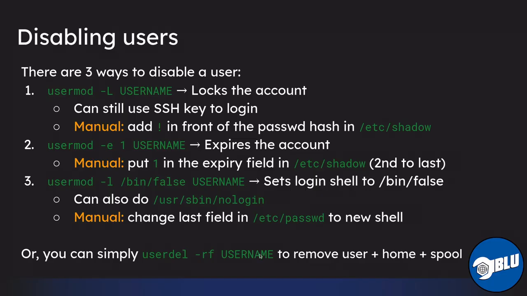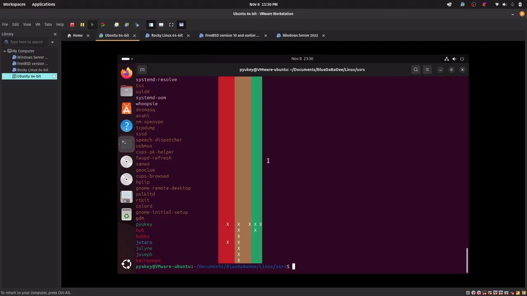But this is pretty extreme, especially like what if we made a mistake and that user was actually necessary? So there are more tame and recoverable ways of disabling users. Specifically, there are 3 different things you can do. 1, you can lock the account using usermod -L username. And so what this does is it locks the account, which basically means you can no longer use a password to authenticate.